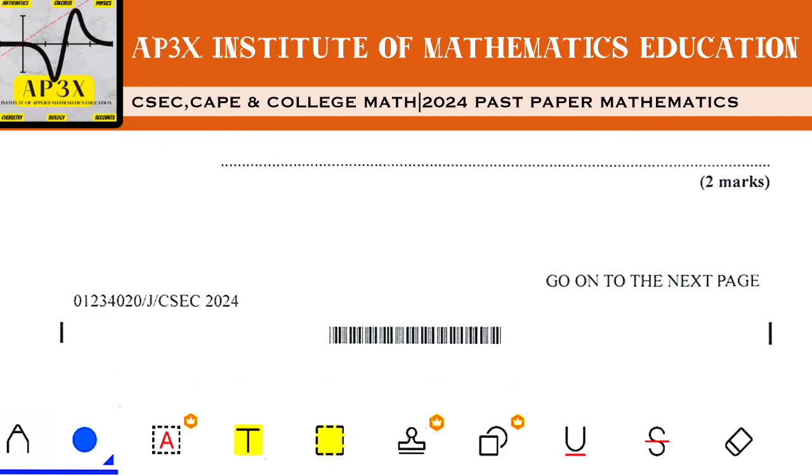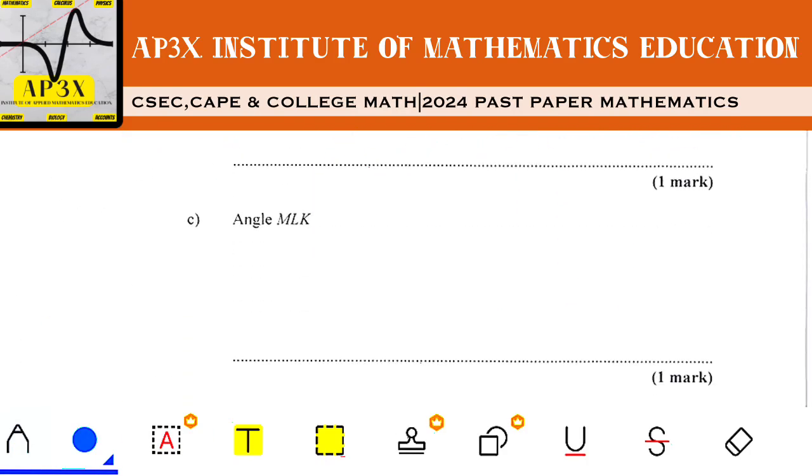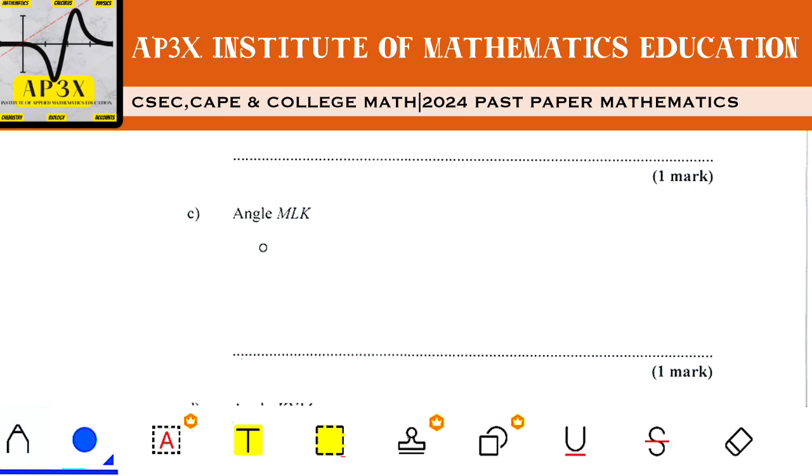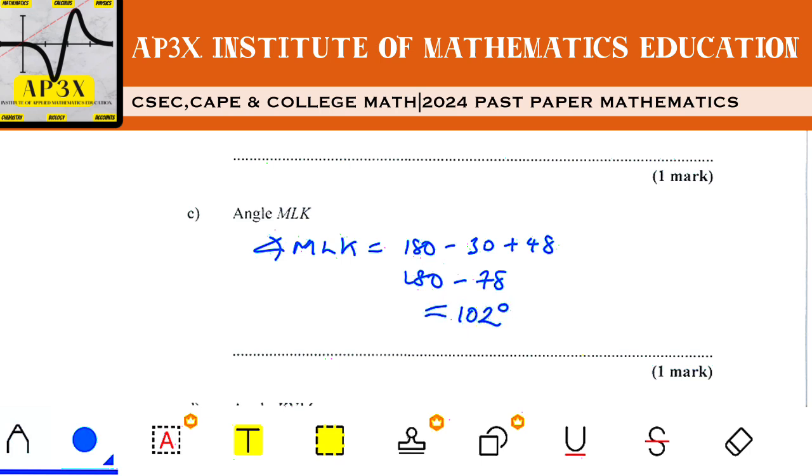So let's go down here. Bunch of steps for that question, guys. So now we end up that angle MLK is equal to 180 minus 30 plus 48. So that's 180 minus 78, and that's equal to 102 degrees.